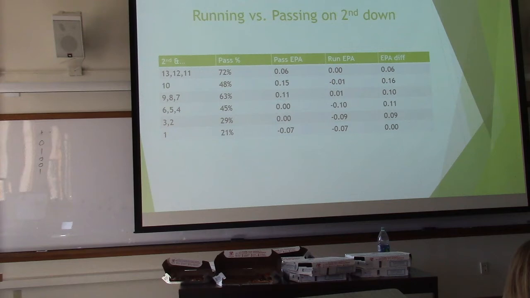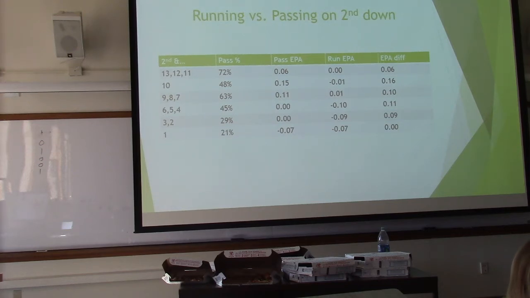Second down, running versus passing on second down is a little bit trickier to take into account, because on first down we kind of just have one distance. We have 1st and 10. So we just have one bucket that we put it all in. Of course, there's holding and false starts and stuff, but 1st and 10 is the vast majority of first downs. Second down is a little bit different. So we put the distance into different buckets, as we can see with 13, 12, 11.